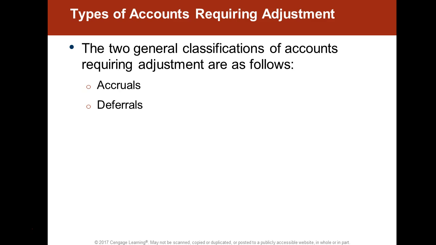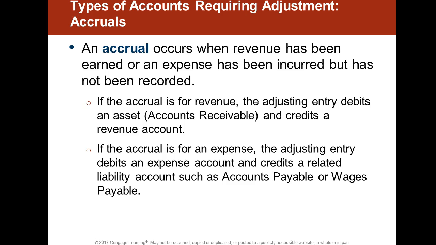That's a deferral. Accruals could be you've actually received benefit from your employees. They've actually earned their work. They did the work for you, but you haven't recorded the transaction. That's an accrual. We have to accrue the wages from our employees, although we have yet to pay them. So accruals and deferrals are going to be the major categories for adjustments.